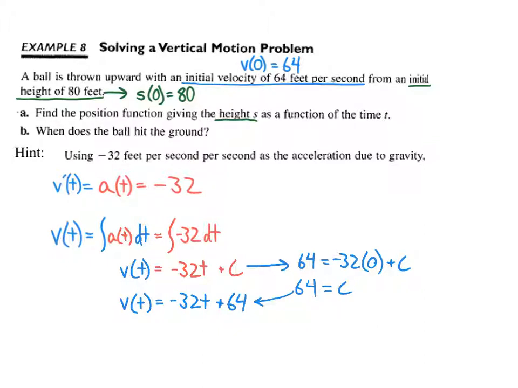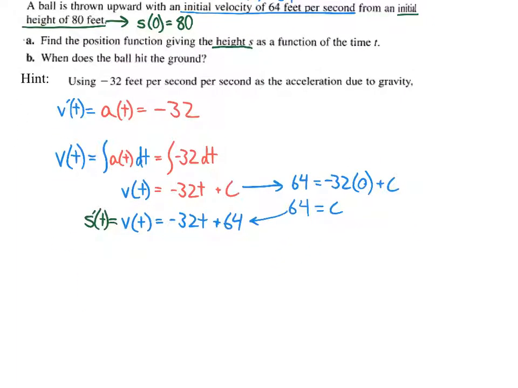How does velocity relate to position? It's the derivative. This is s prime of t. So how are we going to find s of t? Take the antiderivative. s of t equals the integral with respect to t of the velocity. So we have the integral with respect to t of negative 32t plus 64.